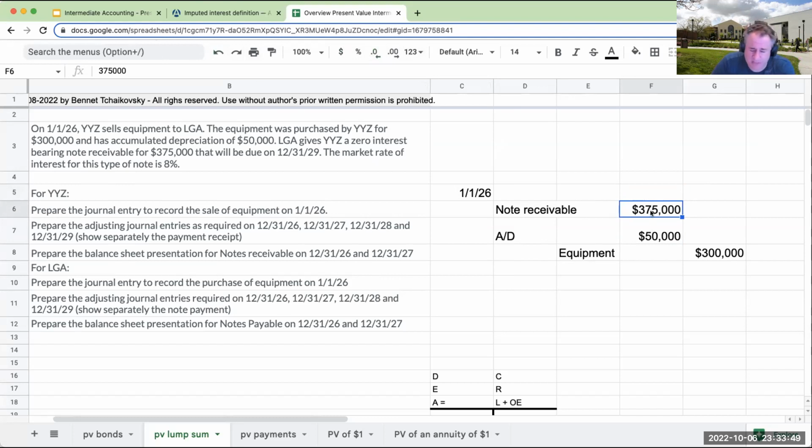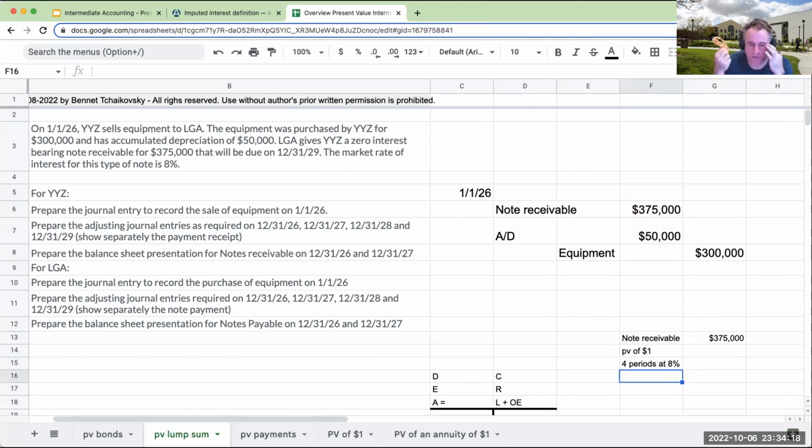This is not the same as $375,000 today. So what I have to do is impute interest. The way I'm going to do that is, the note receivable amount is $375,000. I go to my present value of a dollar table, and this is going to be 4 periods at 8%.